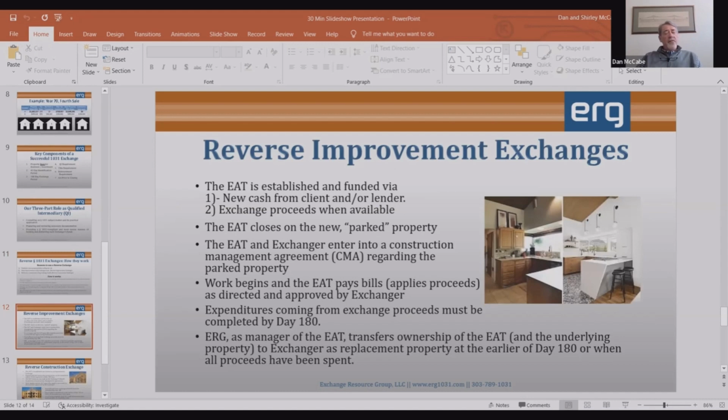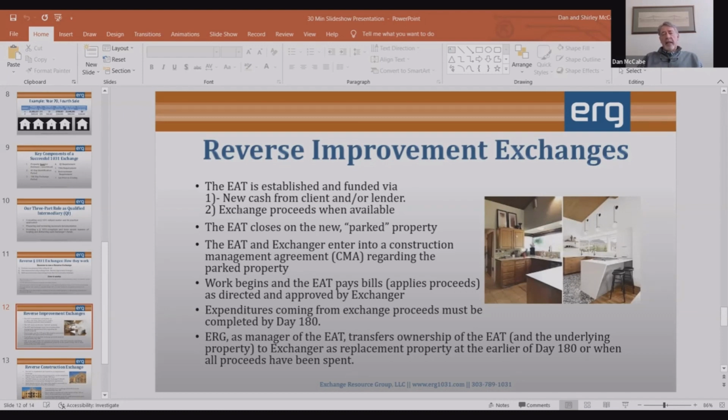Improvement exchange, very simple, similar. We simply get new cash from you or from a lender, or exchange proceeds if they're available. We set up an EAT, we park the new property, we enter into a construction management agreement. Work begins, the EAT pays the bill because it's the owner, after they're approved, of course, by the construction manager. Within 180 days, hopefully we have expended all the funds. And at the end of that 180 days, we transfer the ownership of the EAT to you.